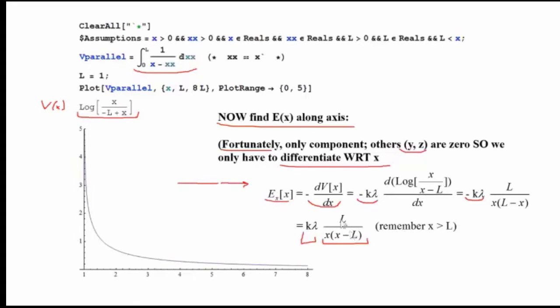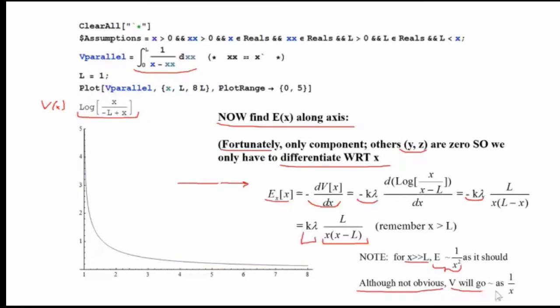So if you take the case where you have x much larger than L, then this would be a constant. L is a constant. This would be x squared down here, and so you'd have your 1 over x squared dependence, which is what you would have for a point charge. For x much larger than L, E falls as 1 over x squared, as it should, and it's not obvious. V goes as 1 over x at large x. What I mean by not obvious is you have to expand this.